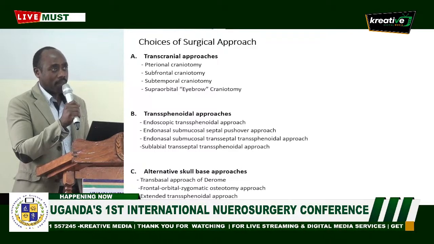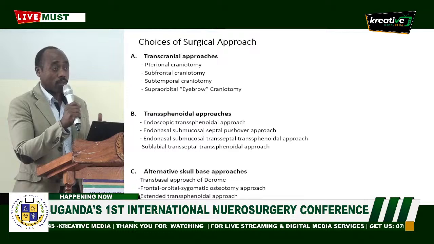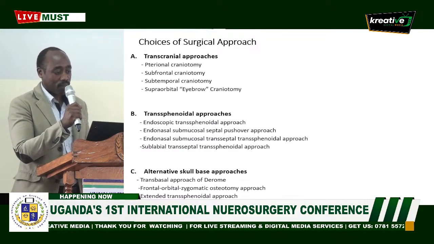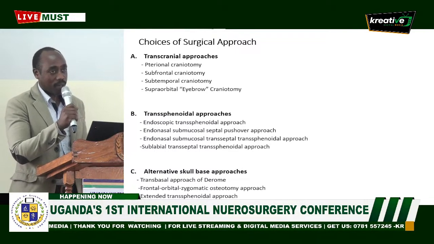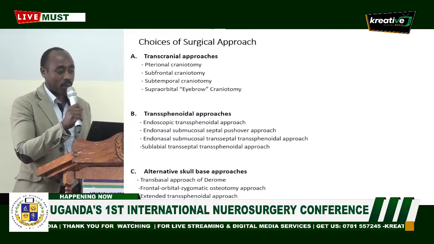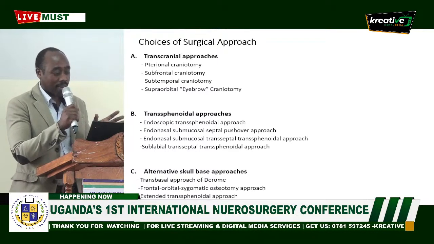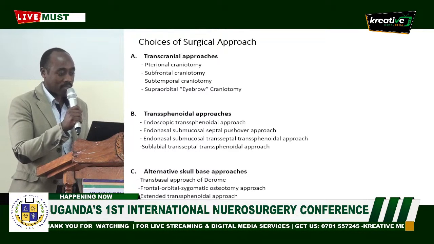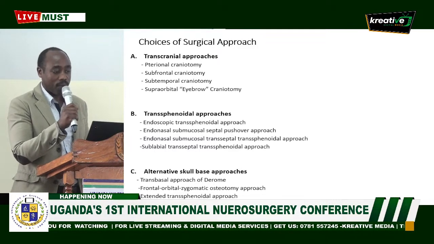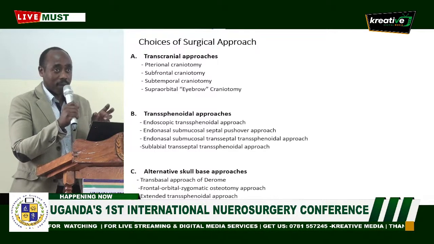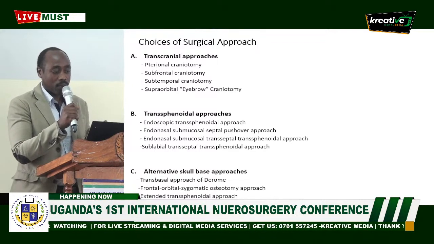They can be open surgeries, transcranial surgeries, and they can be transsphenoidal surgeries. For the transcranial approaches, we have the pterional craniotomy, which has basically been described as the workhorse for access to the anterior fossa and the middle fossa. We've got the subfrontal craniotomy, the subtemporal, and the slightly more minimal supraorbital craniotomies.